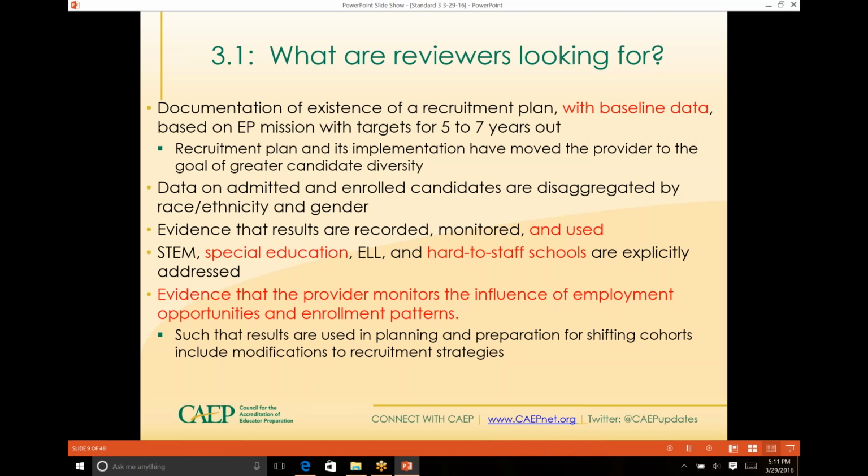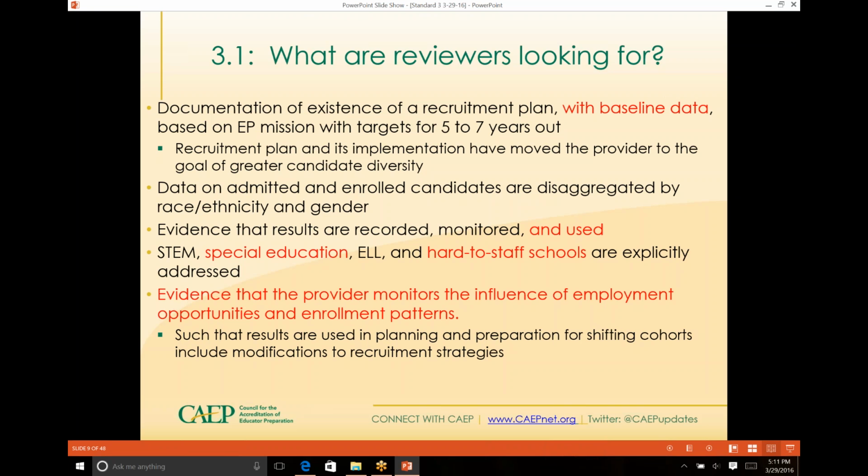So what are your reviewers going to be looking for in component 3.1? Remember, this isn't something where you've told your story per se. This is someplace in component 3.1 where you've uploaded hard evidence of addressing component 3.1 of recruitment. So what reviewers are going to look for is a recruitment plan over the next 5 years. Okay, it says 5 to 7 years out, certainly.